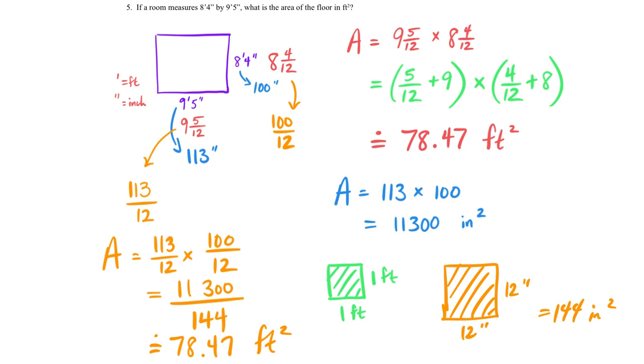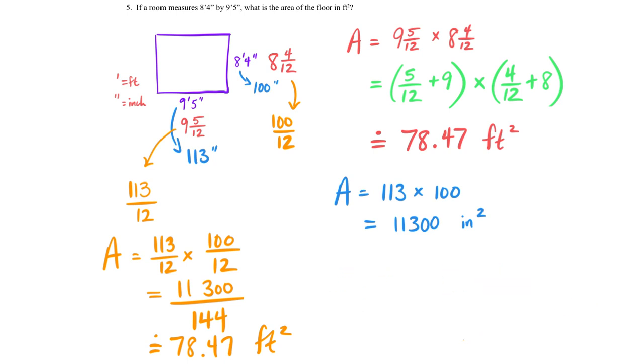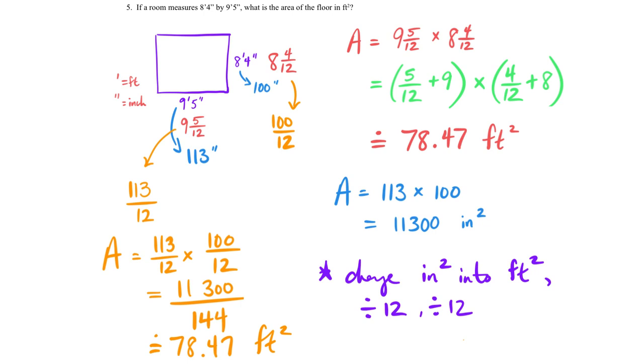So I'm going to erase my little diagrams there, and I just want to make a quick little note. If I need to change square inches into square feet, then I have to divide by 12 to change one dimension, but then I also have to divide by 12 again to change the other dimension. Or, the fast way on that, just divide by 144 and you are good.